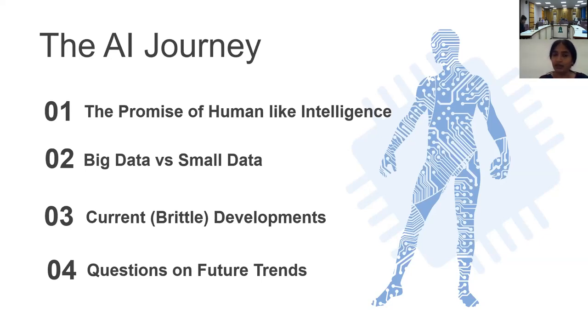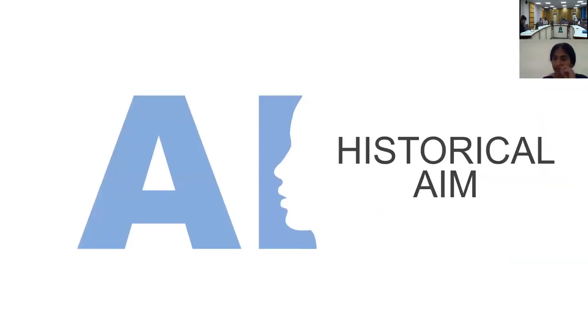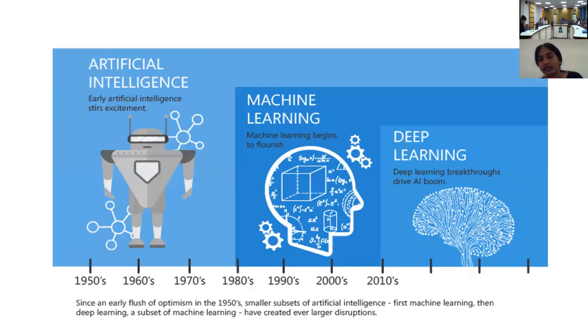of AI. So the historical aim of AI, as other speakers have said before, is human-like intelligence. So can we develop machines that are as intelligent as humans, or at least can emulate some of the intelligence of humans? It started in the 1950s, and 70 years later, we have deep learning. And everyone's in deep learning, trying to understand deep learning and develop the systems further within that space.